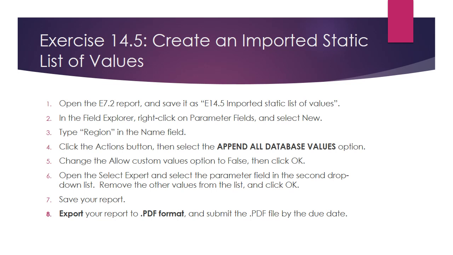We're going to modify our parameter field so that it appends all of the existing database values for the region, and we're going to constrain that so that only those values can be used. The user will not be able to enter a custom value that is not already found in the database. We'll use the select expert to modify the parameter field so that that is what is chosen, and we'll eliminate Ohio and Florida from the pre-selected choices. We'll save our report, and then we'll export it to PDF using a sample parameter value such as Indiana.